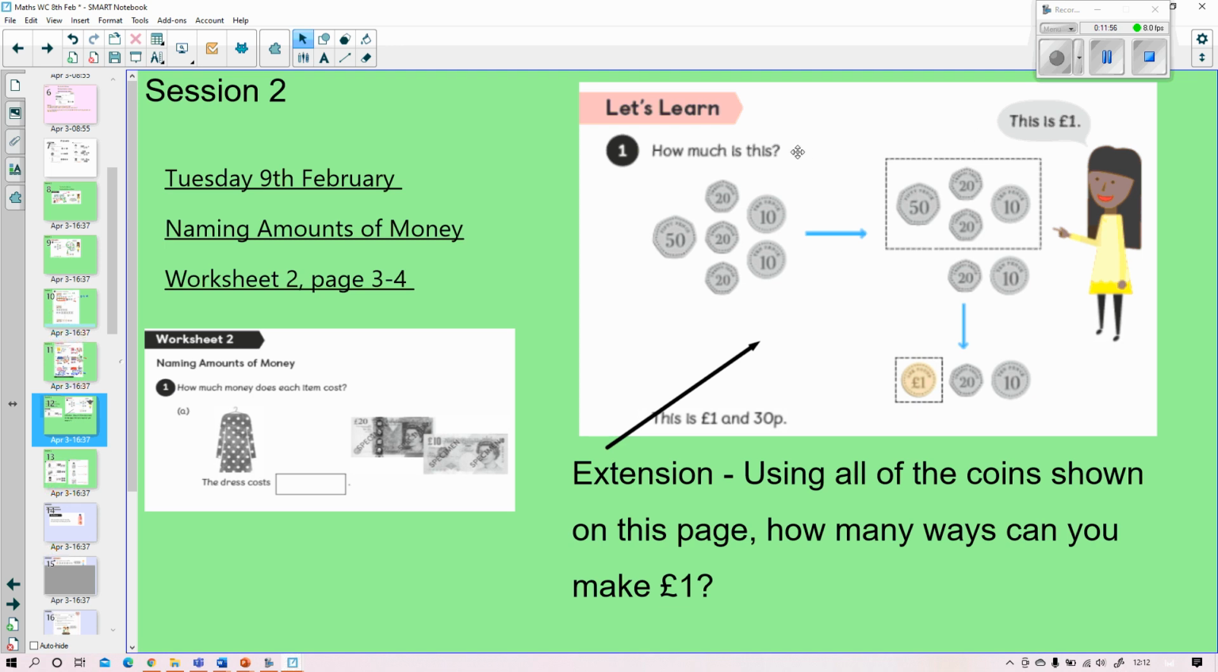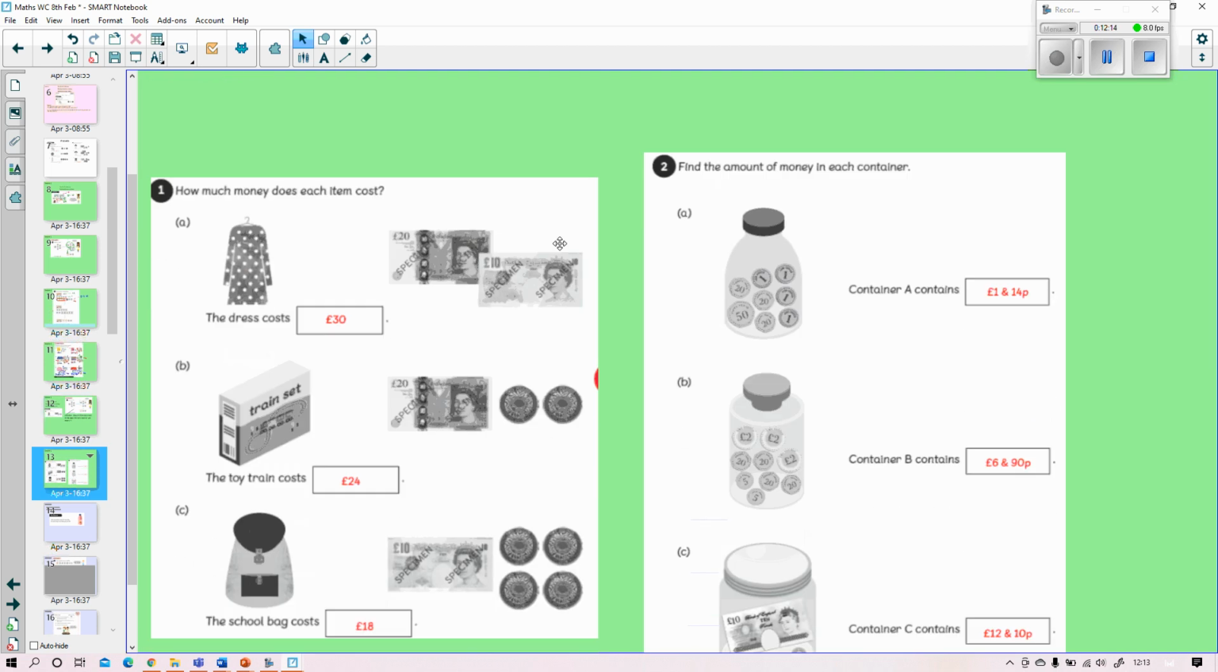So go back and look at the in focus, and if you had all of the coins on this page, how many ways could you make £1 if you used all of these coins? Obviously the simplest one would just be using the pound. You could do 2 50s, but what other methods could you use? Here are today's answers.